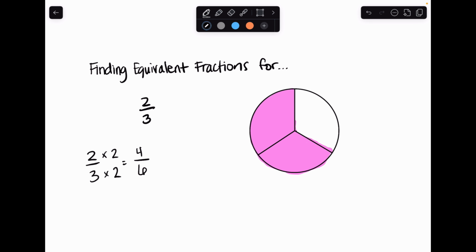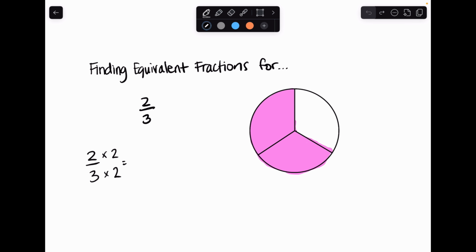Let's move over to our model. What I've done is I've cut each piece into 2 pieces. So let's do that. I'm just going to cut this, and cut this, and cut this. I now have 1, 2, 3, 4 out of 6 in total. I have 4/6.